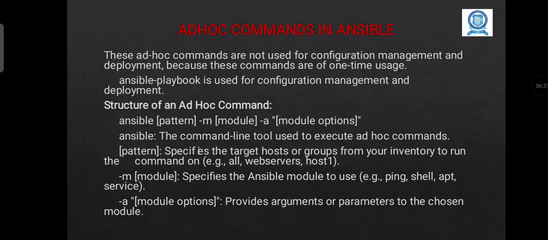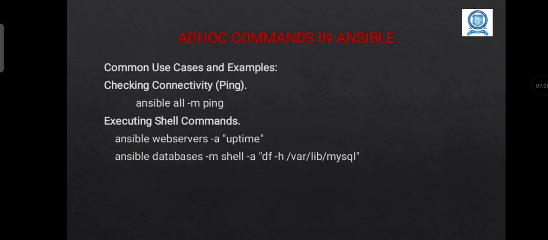Here ansible is the keyword. We have to start the command with this keyword ansible. Then pattern specifies the target host or group of hosts from your inventory to run the commands on. -m module specifies the Ansible module to use, for example ping module, shell module, apt module, service module, etc. -a module options provide arguments or parameters to the chosen module.